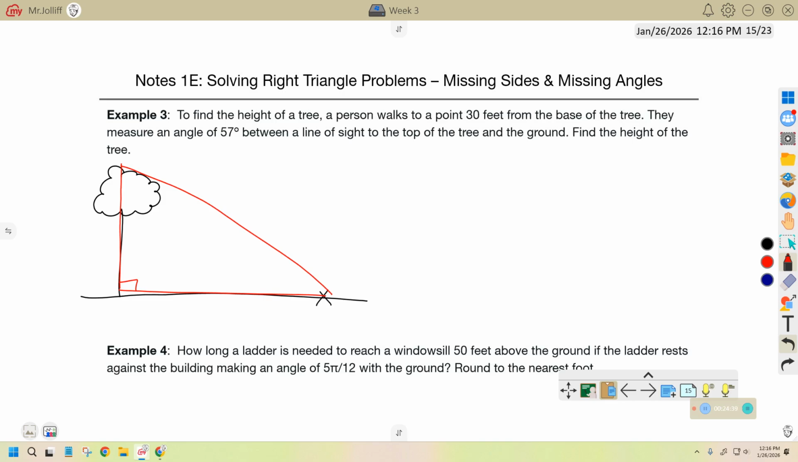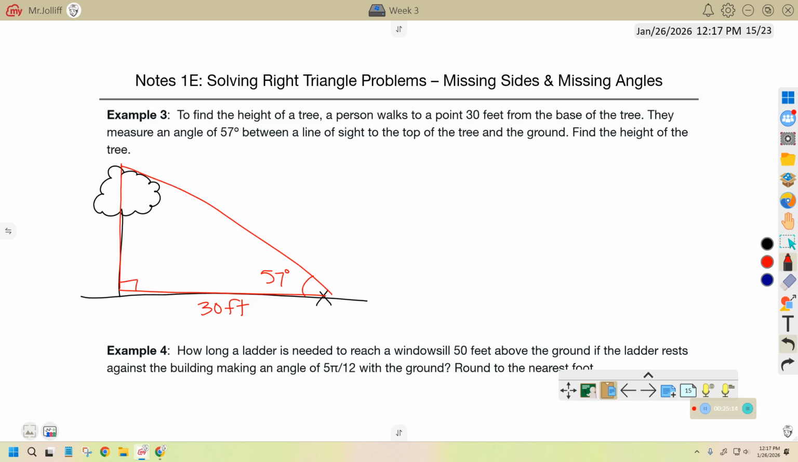I'm going to go in and I'm going to label the information I was given. How far am I standing from the tree? 30 feet. So I know this is 30 feet from the base of the tree. Very good. What else am I told about this picture? 57 degrees between the ground and my line of sight. That's this angle down here, my angle of elevation. Good. That looks like all the numbers I was given.